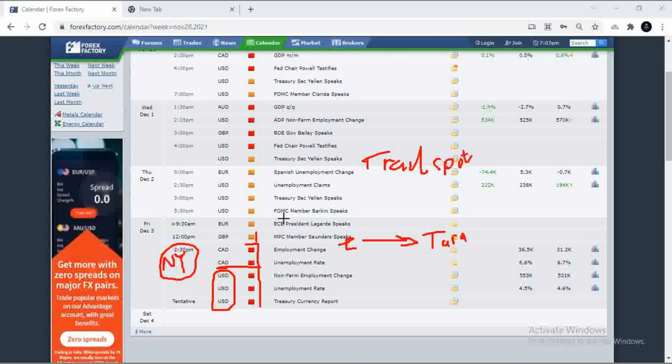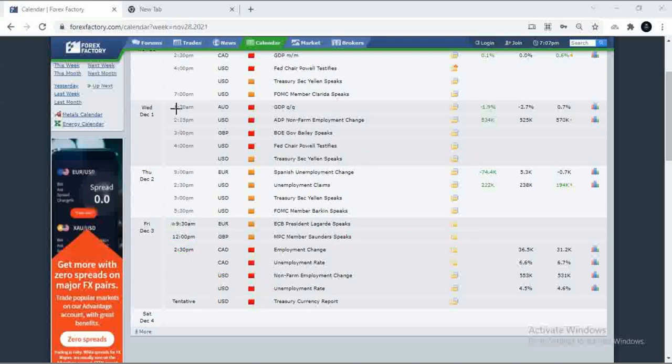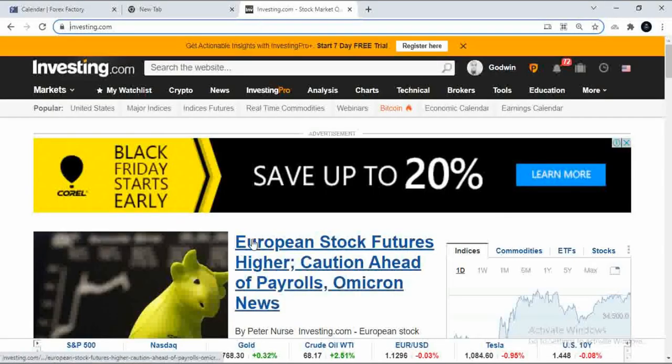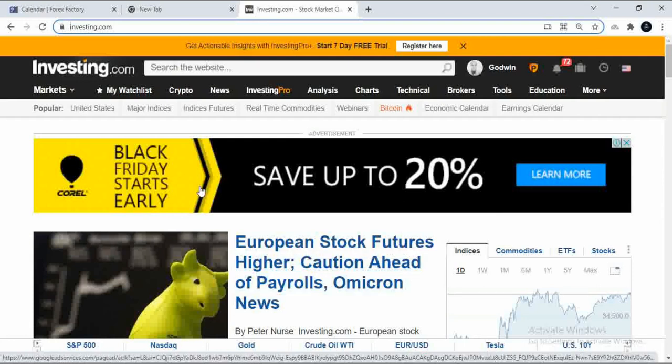So I look at this first and I have an idea of what news I have coming ahead. Then I go over to investing.com. What I look at on investing.com is not random news. I don't look at what chart analysis someone is saying, because those are all analysts. I don't look at what they're saying. What I look for is the important news.